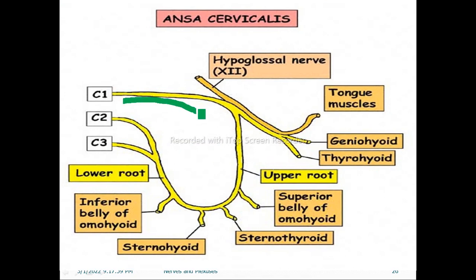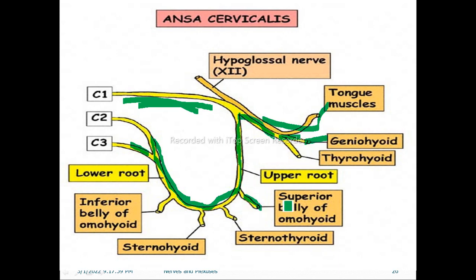This is C1, carried by the hypoglossal nerve, cranial nerve 12. They go to the tongue muscles, that is the hypoglossal nerve, but C1 goes into this and divides into two branches. One branch forms the superior root, or the upper root, of ansa cervicalis. The other branch divides further into two. The superior branch is the branch to geniohyoid muscle, and the other is the branch to thyrohyoid muscle. Finally, C2 and C3 merge together and give us the inferior root. C1 gives us the superior root. So this is known as the loop of ansa cervicalis. From this loop, there are four branches.